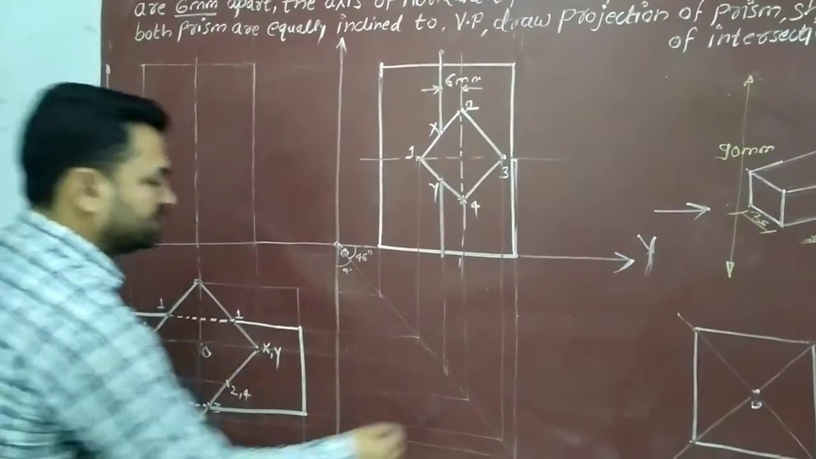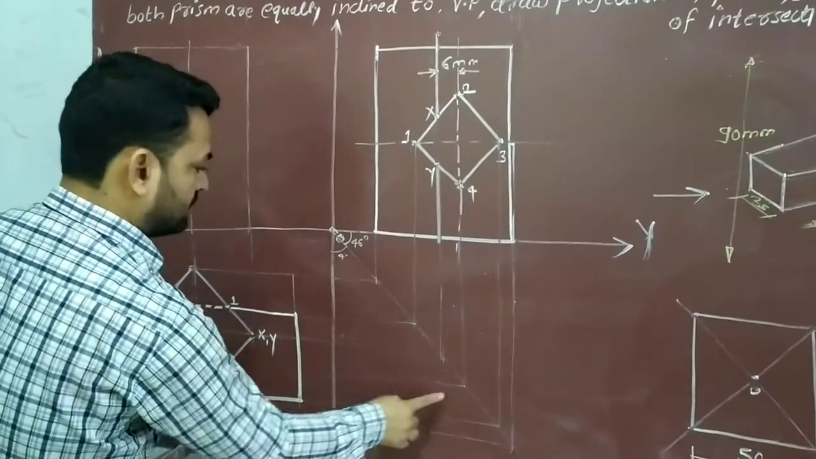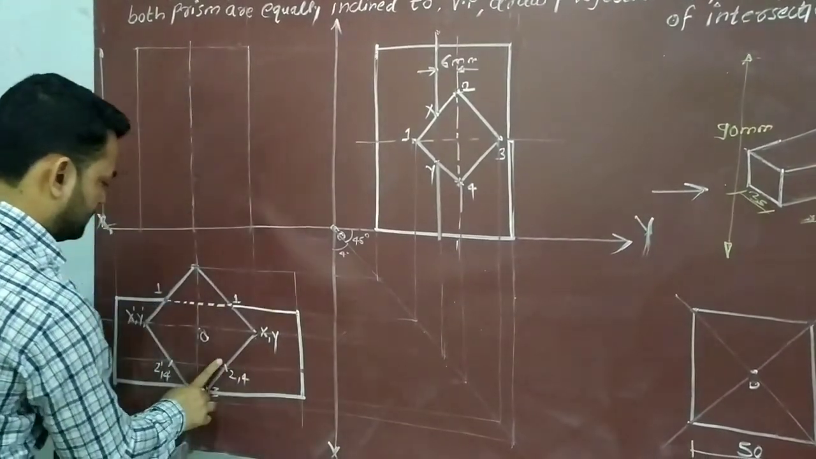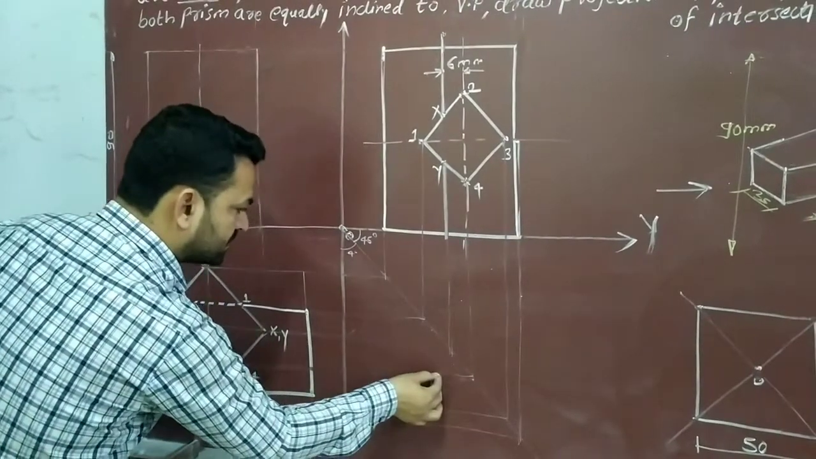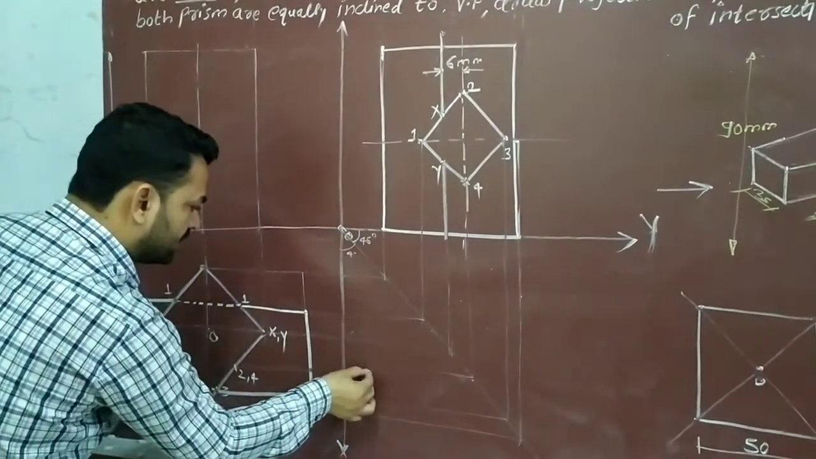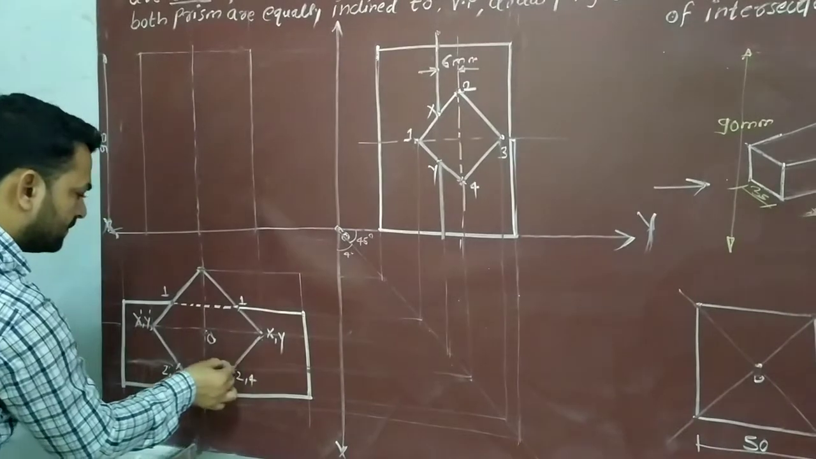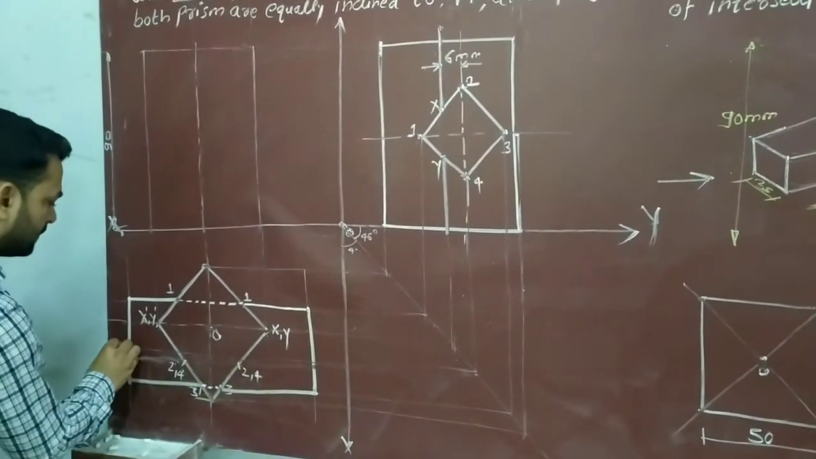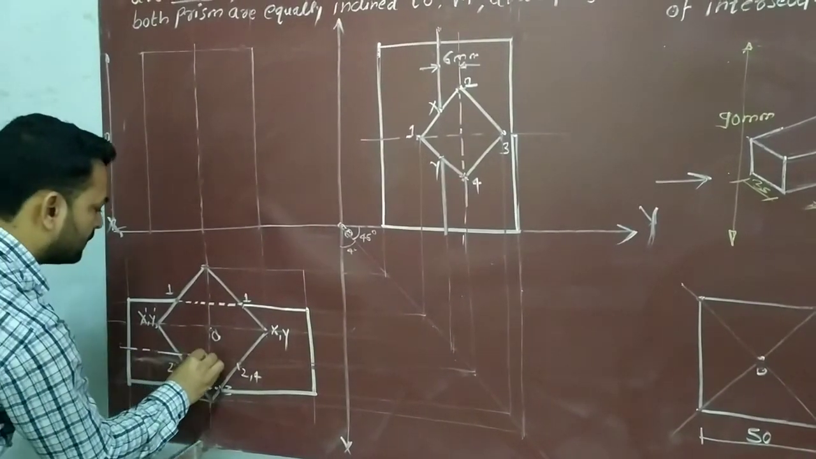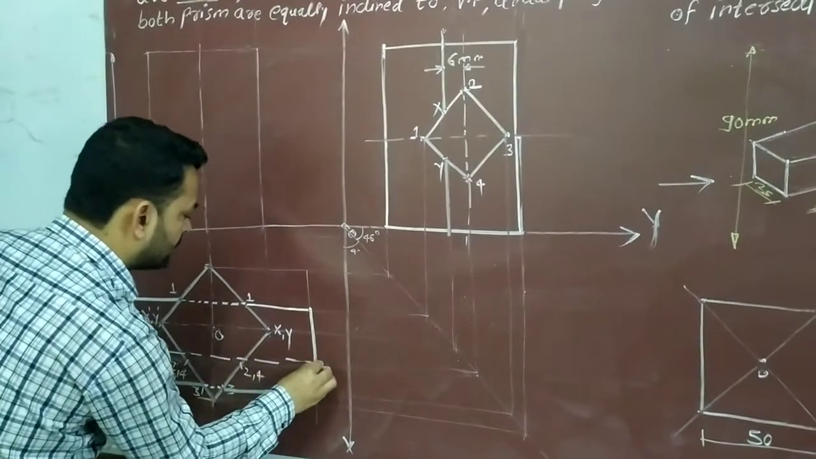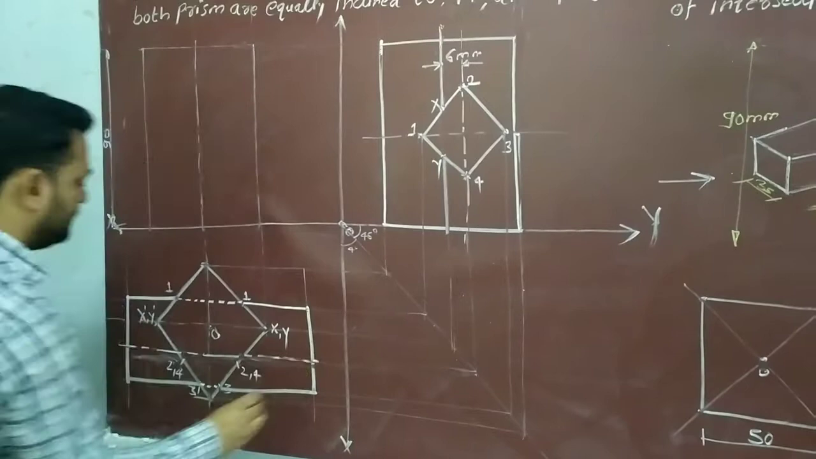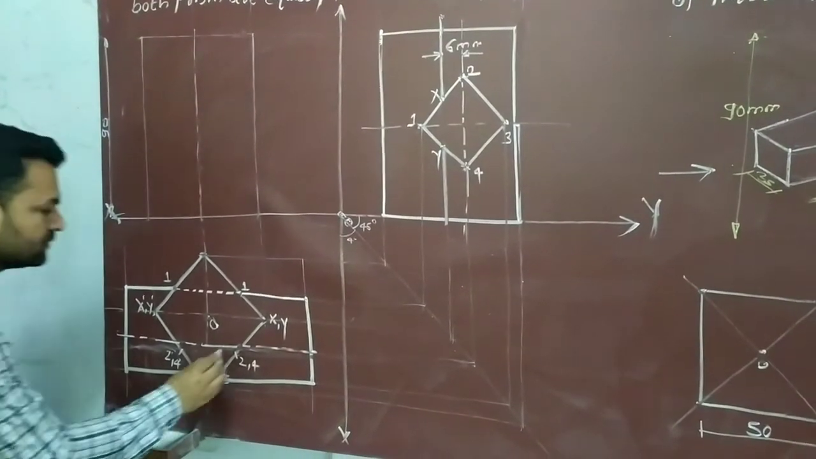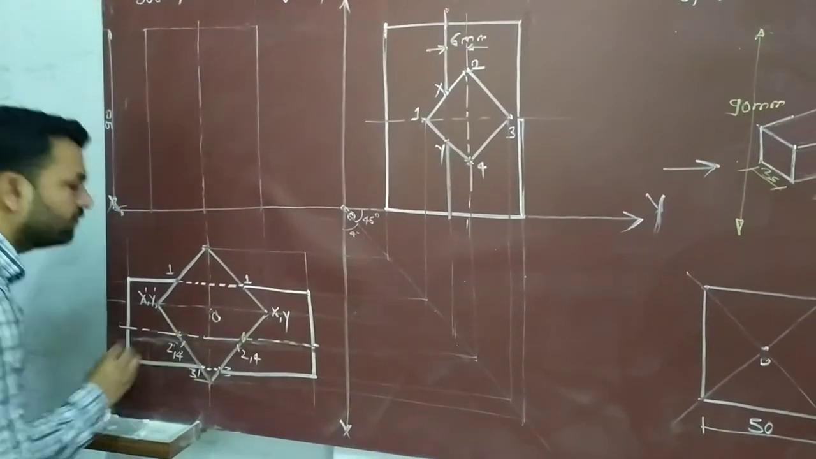Okay, this is the axis of the intersected prism. Okay. 2, 4, 2, 4, flash.